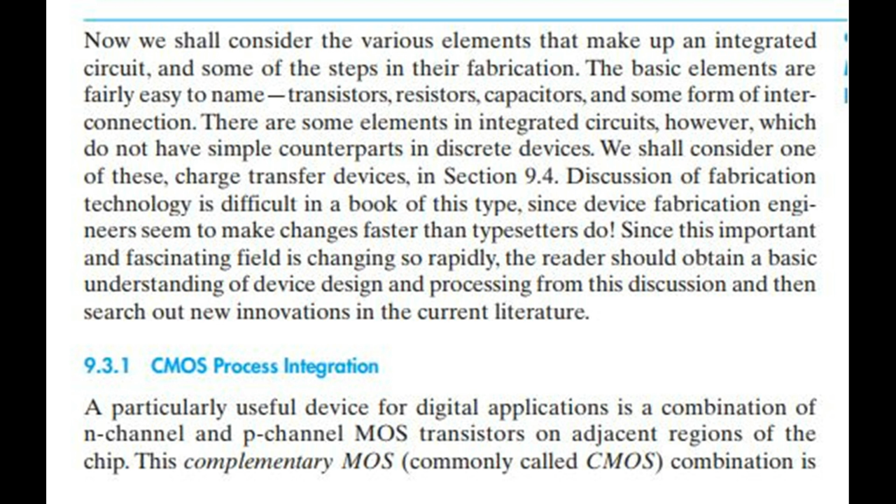Discussion of fabrication technology is difficult in a book of this type, since device fabrication engineers seem to make changes faster than typesetters do. Since this important and fascinating field is changing so rapidly, the reader should obtain a basic understanding of device design and processing from this discussion and then search out new innovations in the current literature.